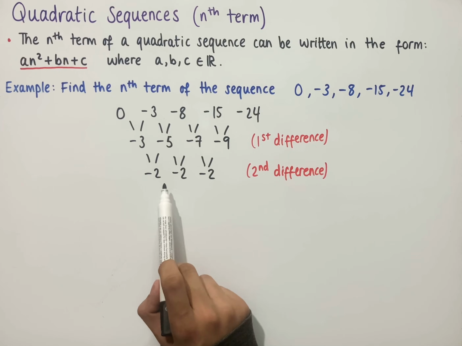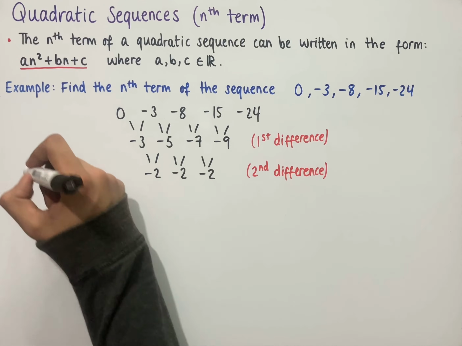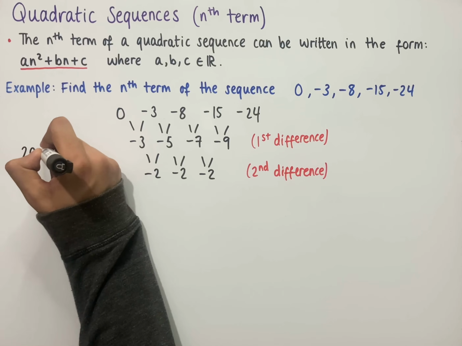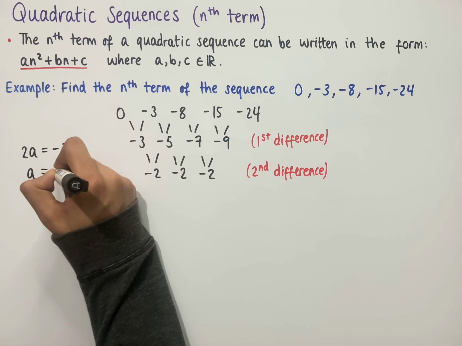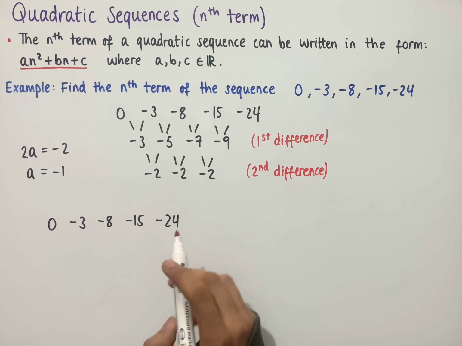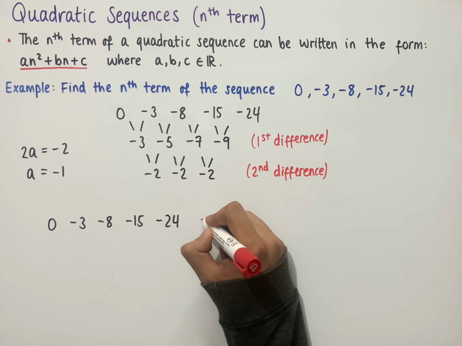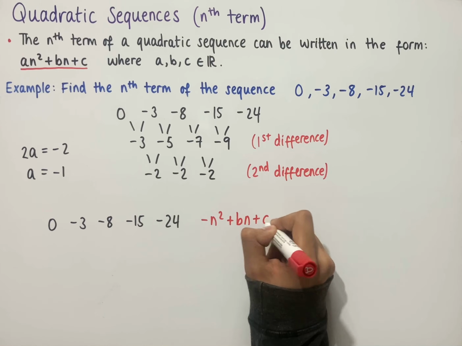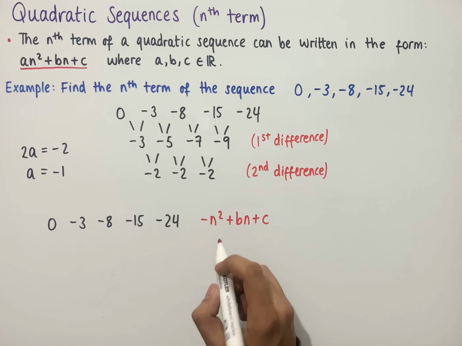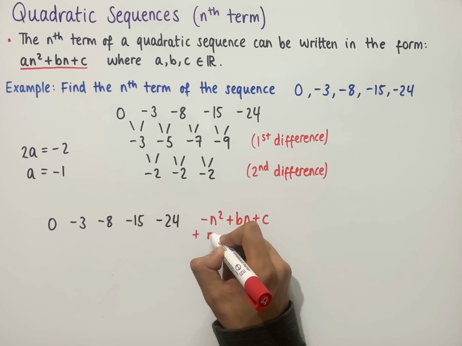Because the second difference is equal to -2, then we have that 2a equals -2, and so solving this equation gives us a equals -1. And so the nth term of the sequence can now be written as -n squared plus bn plus c. So to work out the value of b and c, we now add n squared.